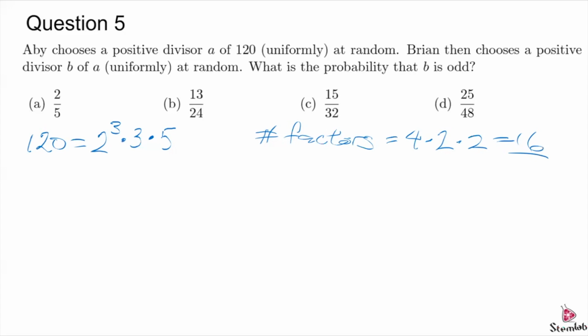Okay, we can write out the ones that are odd. The ones that are odd are easy to write out. The odd factors of 120 are simply 1, 3, 5, and 15. That's it. It's a combination of the 3s and 5s here, right? So we know that if Abby chooses one of these, Brian is guaranteed to choose an odd divisor, right? The probability of B being odd, given that this was what Abby chose, is 1.